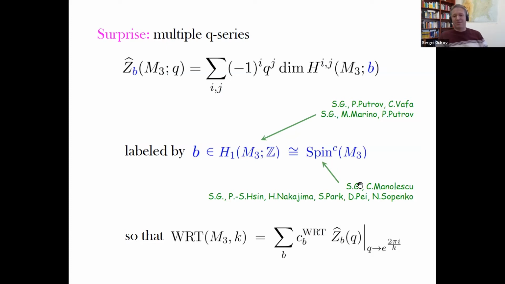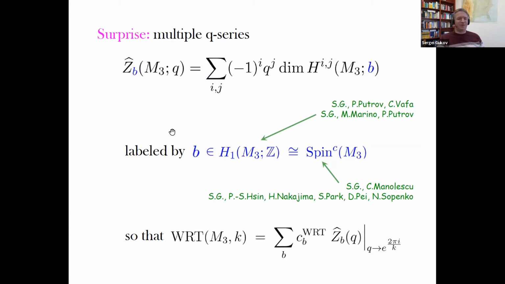First, this appeared in our work with Ciprian, and then in a paper with several other colleagues, including Po-Shen Hsin, Hiraku Nakajima, Park, Pei, and Sopenko, where we gave an alternative perspective via Rozansky-Witten theory, where the role of spin-c structures is again relatively easy to see. But at first, this was quite surprising, quite mysterious. And the surprise was basically at two levels: why this additional structure shows up in the first place, because the WRT invariant does not depend on anything other than the choice of root of unity and the root system, and of course the underlying manifold. But in the case of this q-series, it seems that this does require something additional.